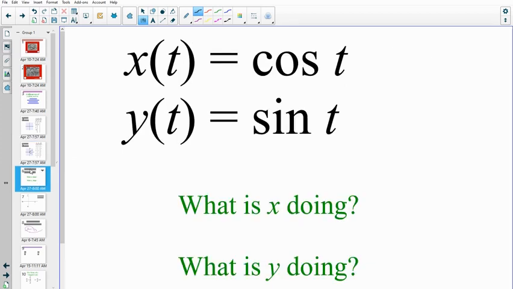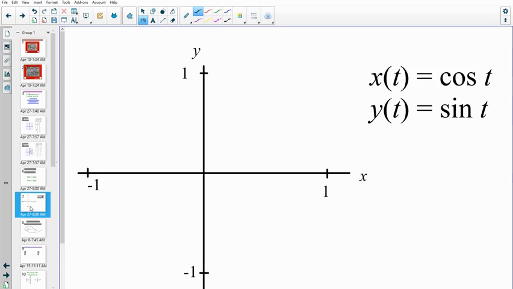So what if I have a parametric curve that looks like this? X is equal to cosine and y is equal to sine. As I think about this, I'm going to think about this in terms of the components. What is the x value doing? What does cosine do as time goes by? What is the y value doing? What is sine doing as time goes by? So the window that I have set up here, I know that both sine and cosine are between -1 and 1, so I know I'll be somewhere on this.